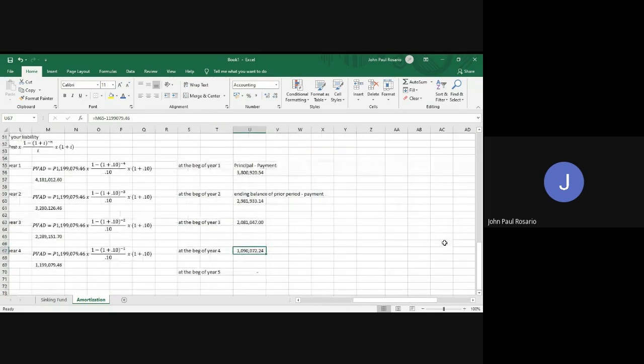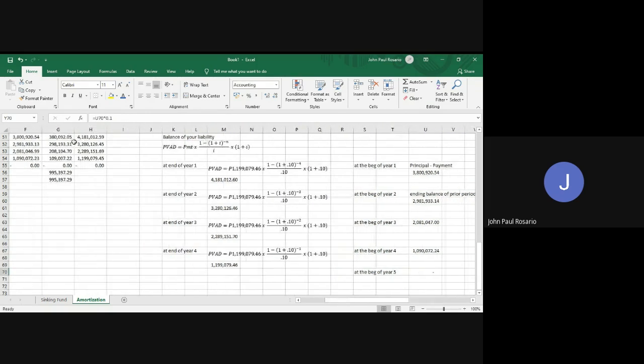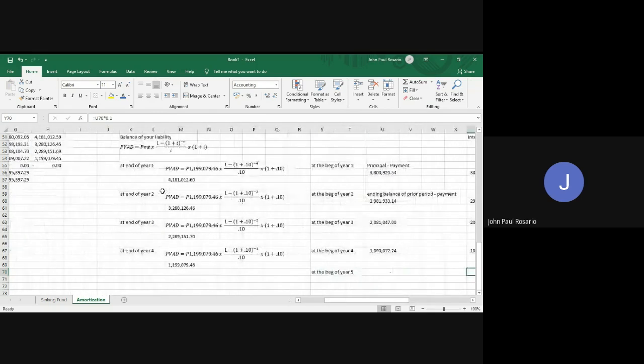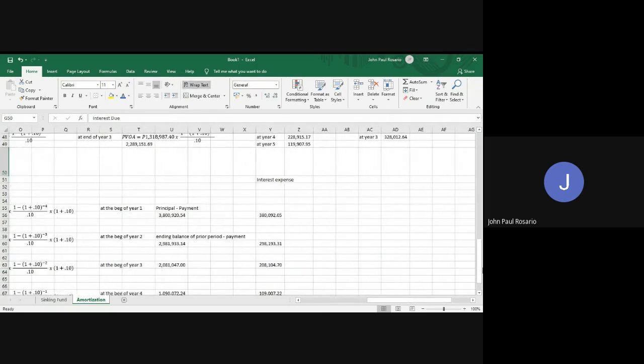So now this is the interest expense. Our interest expense would be based on our beginning balances at the beginning of the period. So for year 1, that's 1. For year 2, this is 1. For year 3, for year 4, and for year 5, which is equal to here. So 380, 298, 208, 109, 007 is this column, the interest due. What else?